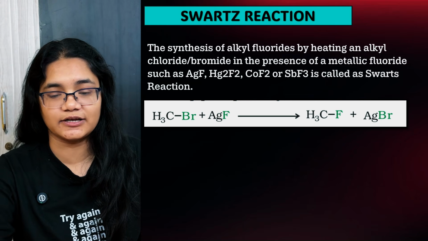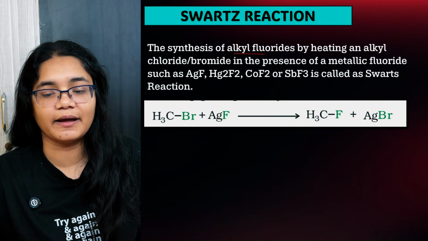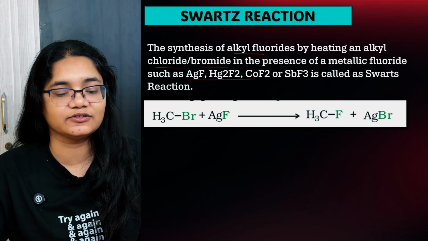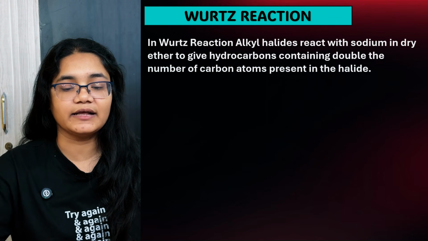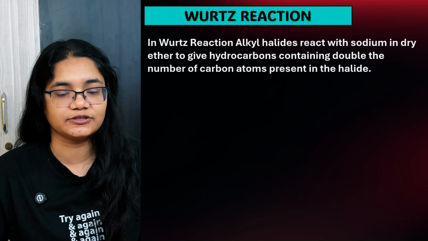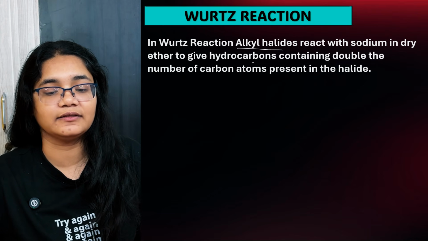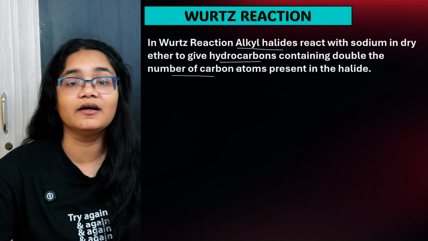Next, we have Swarts reaction. This is for the preparation of fluoroalkanes. So alkyl fluorides are prepared by heating an alkyl chloride or bromide in the presence of metallic fluorides to give alkyl fluorides, and it is called Swarts reaction, and here you have an example of the reaction. Next, we have Wurtz reaction. So in Wurtz reaction, alkyl halides react with sodium and dry ether to give hydrocarbons containing double the carbon atoms present in the reactant.